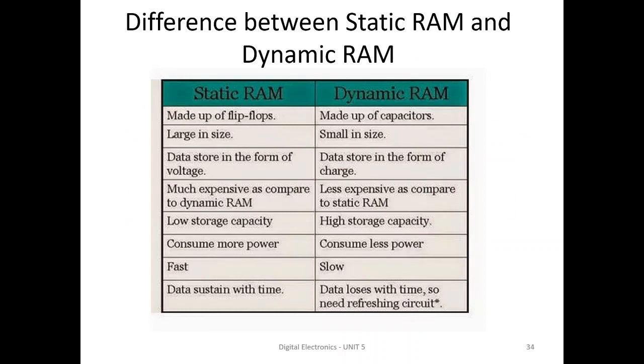This is the difference between your static and your dynamic RAM. Static RAM is made up of flip-flops; the storage element is a flip-flop. Here it is a capacitor. So static is large in size and dynamic is small in size. Data is stored in the form of voltage in static, and in the form of charge in dynamic, because the capacitor is the storage element here. Static is much more expensive compared to dynamic RAM, which is less expensive. Static has low storage capacity, dynamic has high storage capacity.